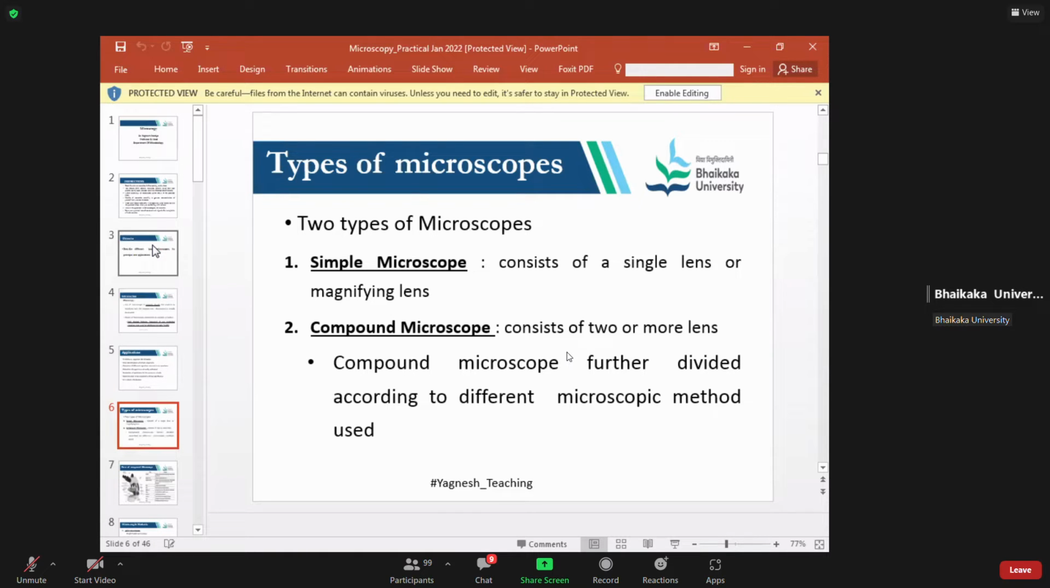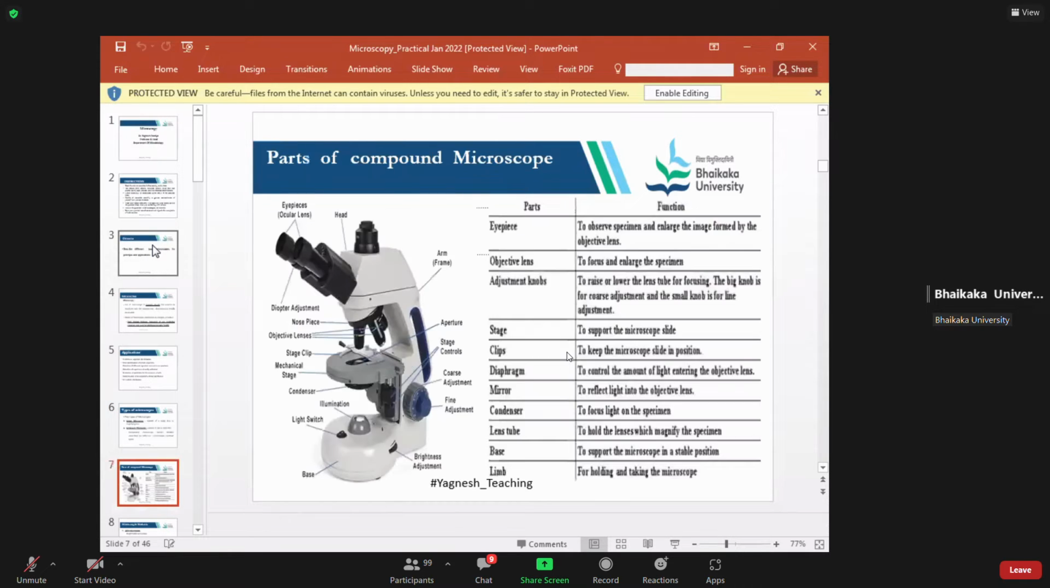These things you already learned in the first MBBS, so I'm not going into detail of these things, but let us see. Hurriedly, a simple microscope consists of a single lens or magnifying lens. A compound microscope consists of two or more lenses. A compound microscope is further divided according to the different microscopic methods used. Now, this is a photograph of the microscope. There are different mechanical parts, and there are lenses. So you read it by yourself: what are the parts and what are the functions of these parts?